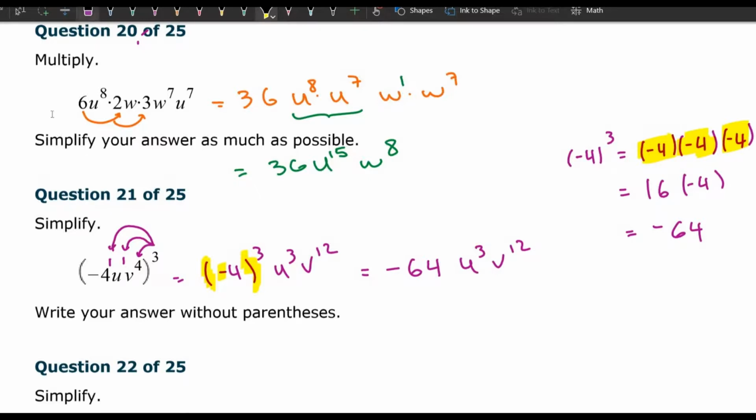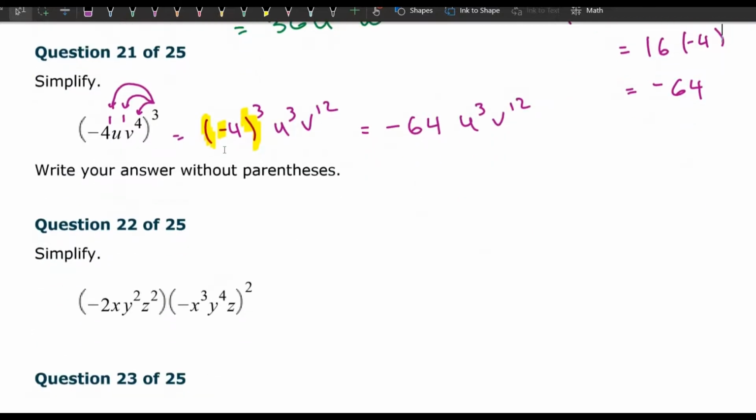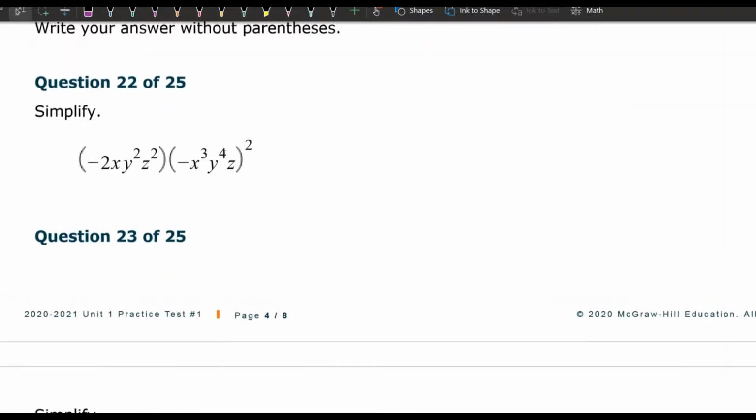All right. We go down to problem 22. First we're going to deal with the power rule, right? So we have a power outside a parenthesis. You're going to distribute it in.